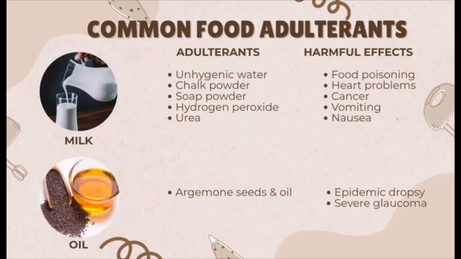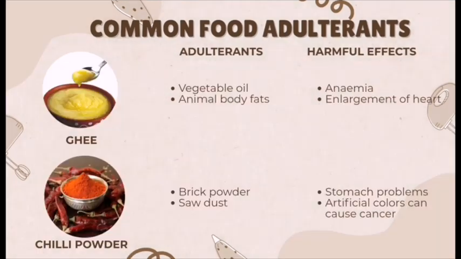The effects it has on us are food poisoning, heart problems, cancer, vomiting, and nausea. The second is oil. The adulterants are argemone seeds and oil, which cause epidemic dropsy and severe glaucoma. Next we have ghee. The common adulterants are vegetable oil and animal body fats. The harmful effects it has are anemia and enlargement of the heart.